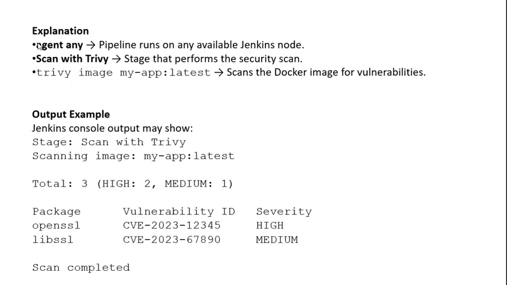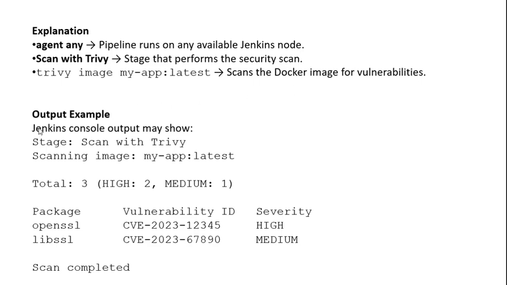Explanation: agent any means the pipeline runs on any available Jenkins node, and 'Scan with Trivy' is a stage that performs the security scan. The trivy image myapp:latest stage scans the Docker image for vulnerabilities.